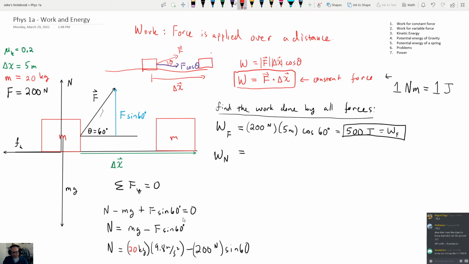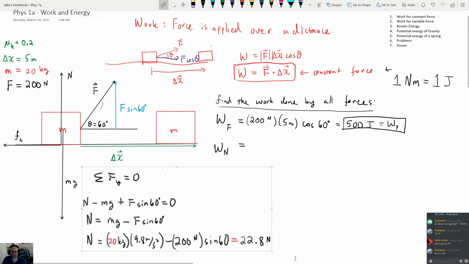This is all because I changed the angle to 60 degrees. If I'd made the angle like 30 degrees, it would have been fine, but I just wanted this number to be half. Anyway, so you get 22.8. So that's our normal force. It's going to be 22.8 newtons.